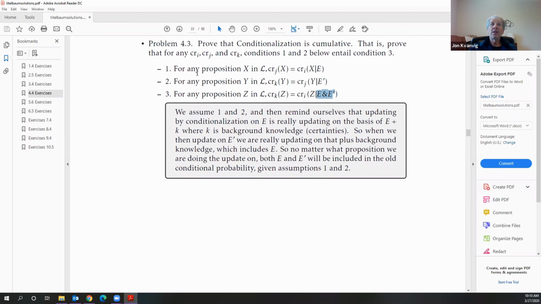So we assume that conditions 1 and 2 are true, and then remind ourselves that updating by conditionalization on E is really updating on the basis of E plus K, where K is background knowledge or certainties. So when we update on E prime, we're really updating on that plus background knowledge, which includes E already. So no matter what proposition we are doing the update on, both E and E prime will be included in the old conditional probability given assumptions 1 and 2.